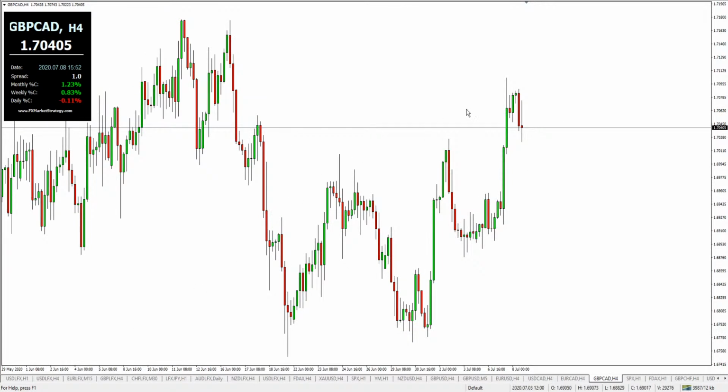See this beautiful reversal in the 4-hour time frame. If you take this sell, that's a beautiful sell. So I'll open a sell right here. Okay, that's a nice reversal. See this candle, then all the other ones.